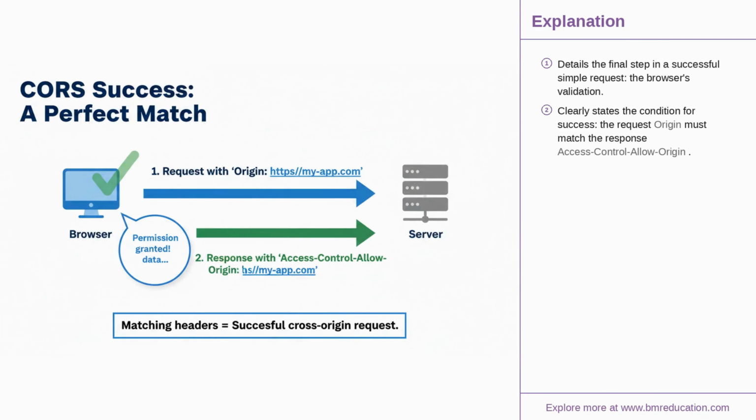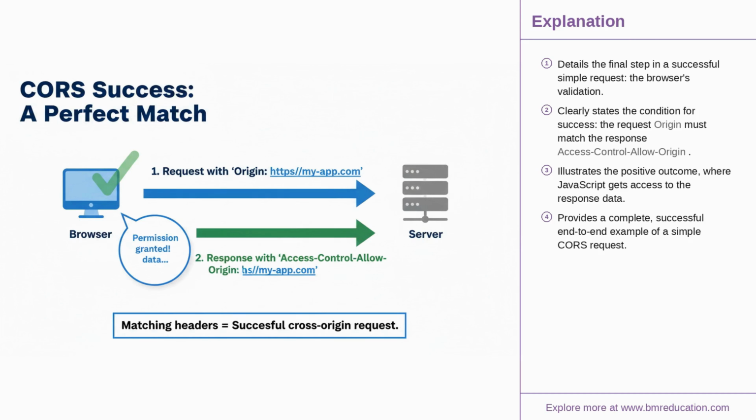When the browser receives the response, it performs a critical check. It compares the origin it originally sent with the Access-Control-Allow-Origin value it received from the server. If they match, success! The browser knows the server has granted permission, and it allows your web page's JavaScript to access the response data. The connection is made, and your application works as expected.